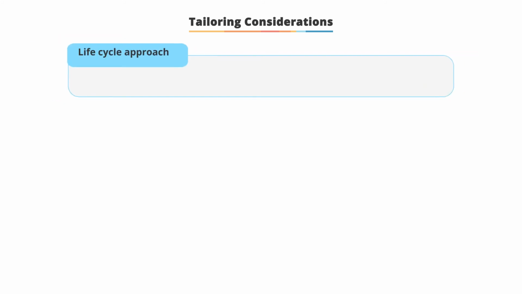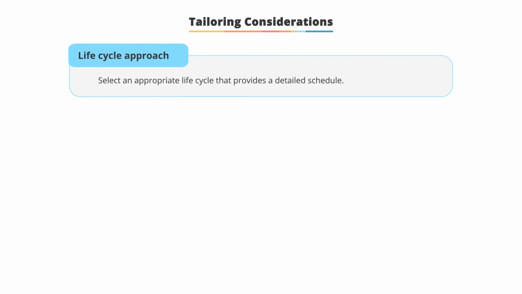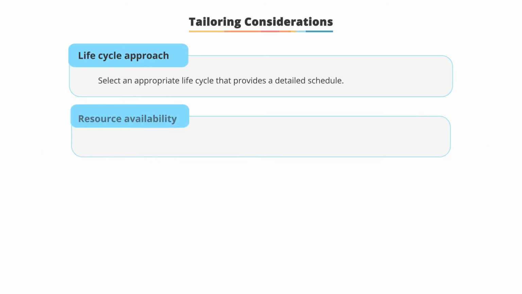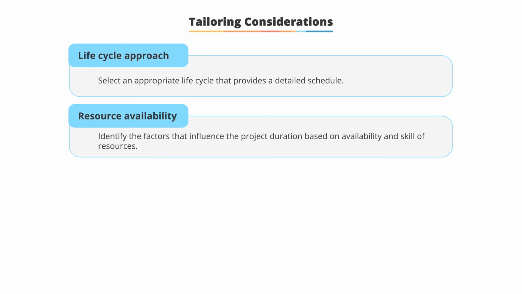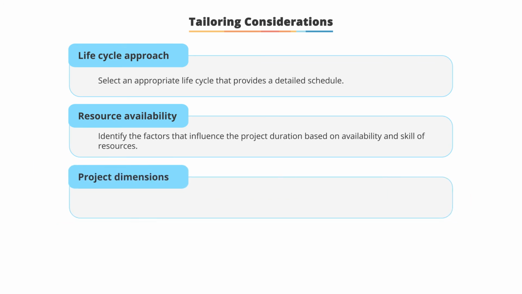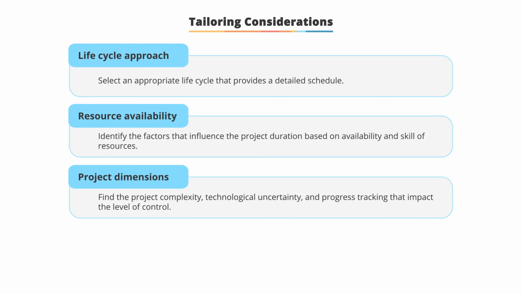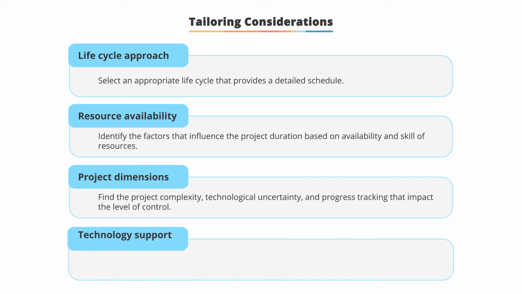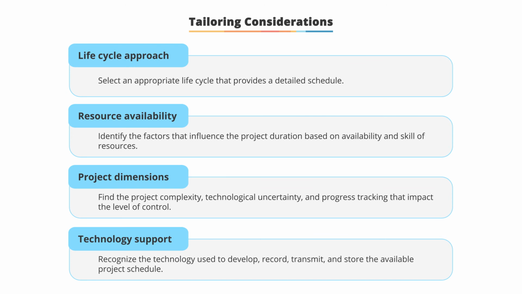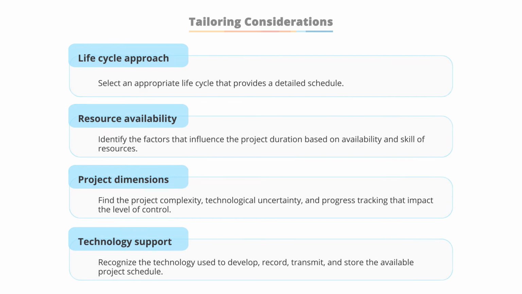Tailoring considerations. There are several tailoring considerations for project schedule management. The first is the lifecycle approach. We need to select an appropriate lifecycle that provides a detailed schedule. Next is resource availability, factors that influence duration based on availability and skill. Also the project dimensions themselves, complexity, uncertainty, and progress tracking that impact the level of control. And finally, technology support, the technology used to develop, record, transmit, and store the available project schedule.